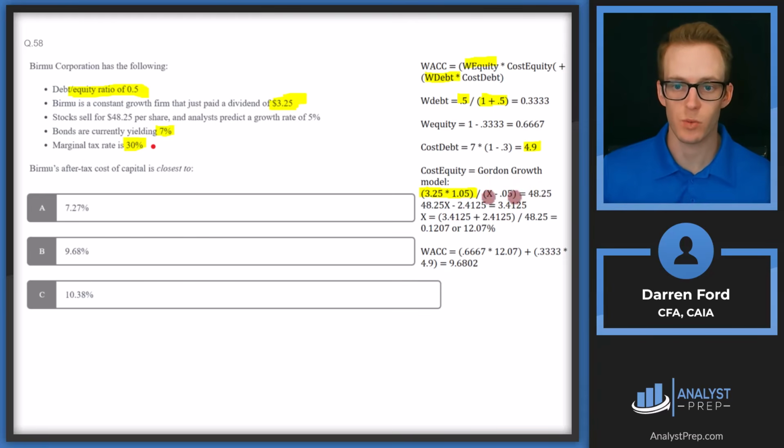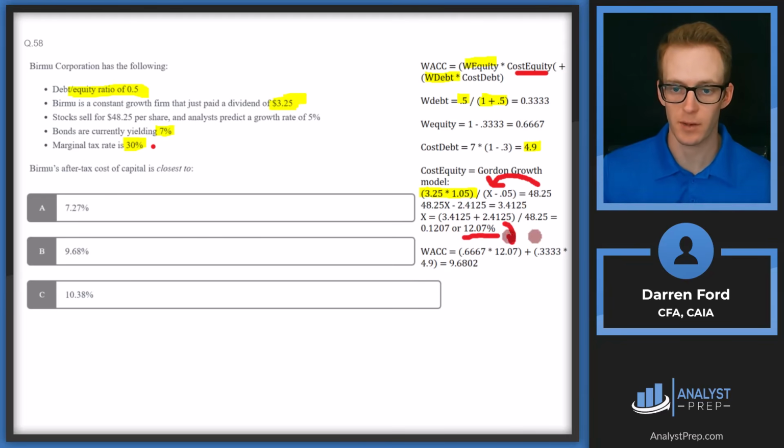So in this instance, we are given the share price and we need to solve for R. And R is what we're going to need for our cost of equity here. So we're given all these variables. We do the algebra and we come out with 12.07% for our cost of equity.